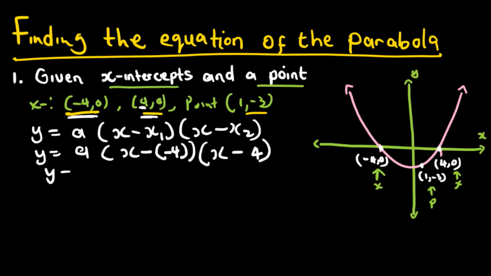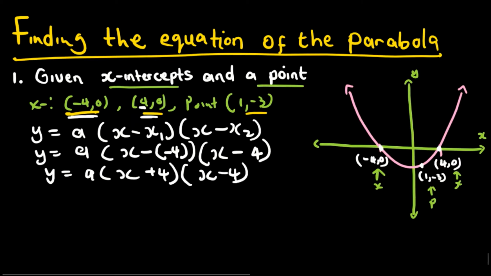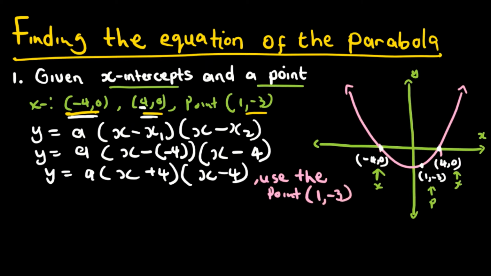So you have y equals a into (x plus 4), because the minus multiplies the minus, giving us a positive, and then (x minus 4). The equation is not complete because we need to identify the a value. How do you find the a value? We're going to use the point (1, -3), which is given here.